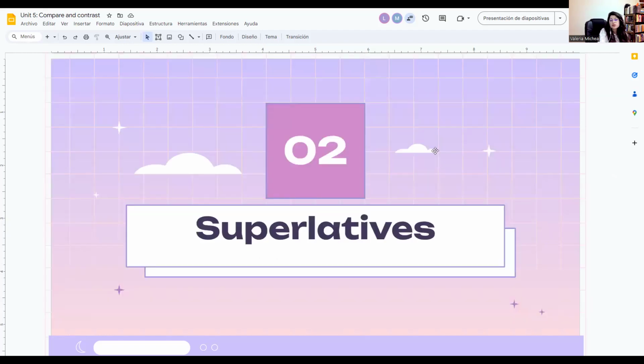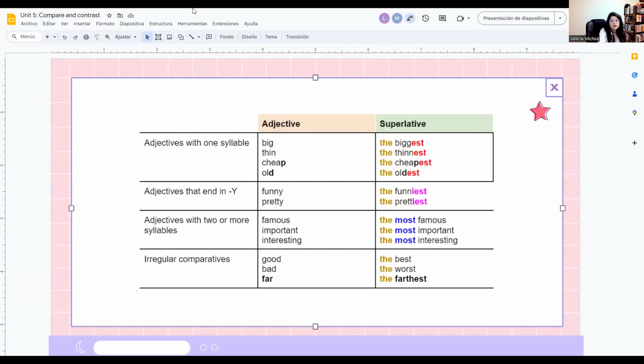Then we started with superlatives. And yeah, superlatives are used to name the best in quality among some things. So in comparatives, we are talking about two elements. This is better than this one, for example. But in superlatives, we are not comparing two things. We are talking about the best among the rest. Okay, that's the idea. So how do superlatives work?